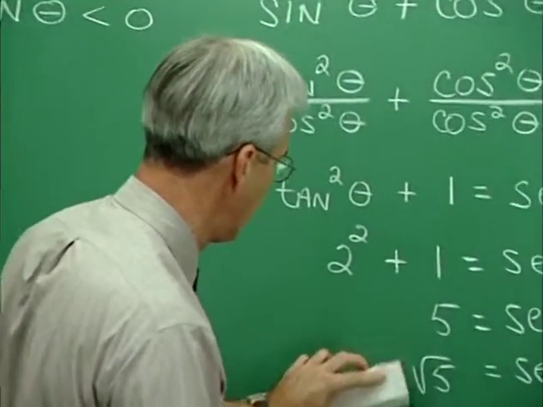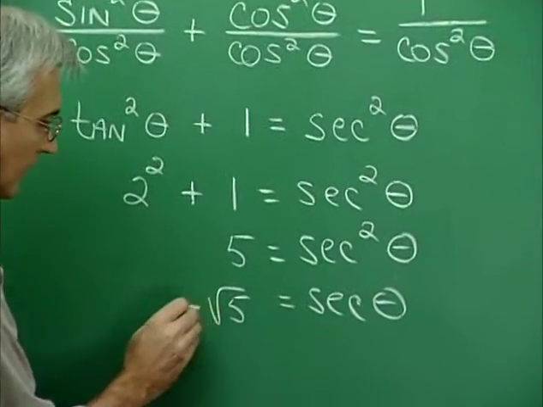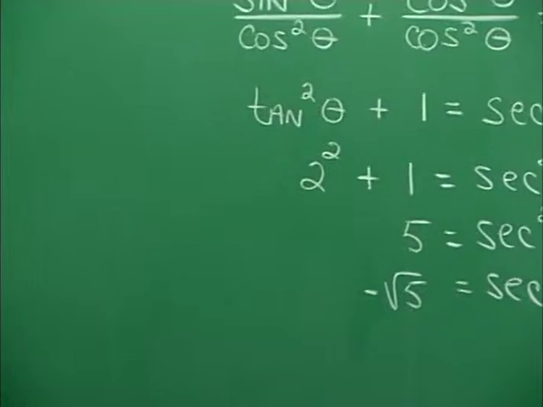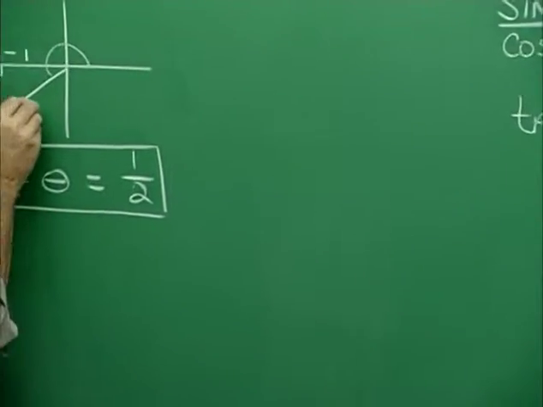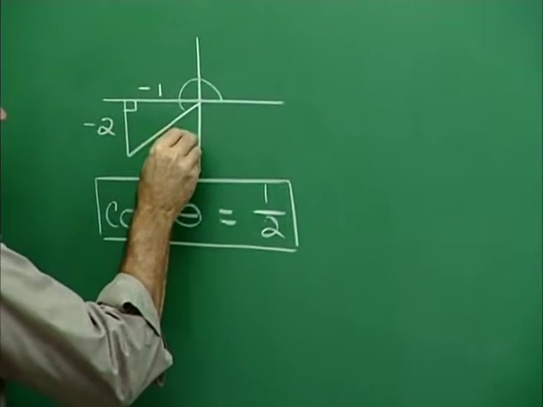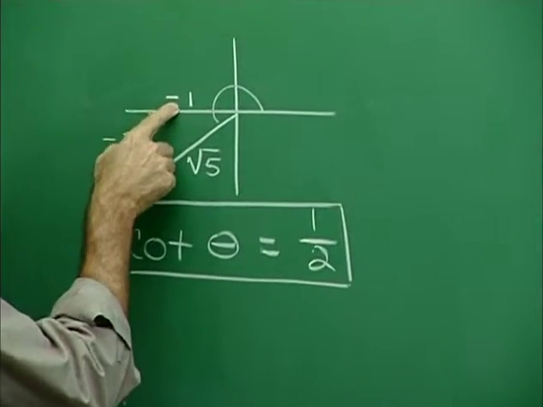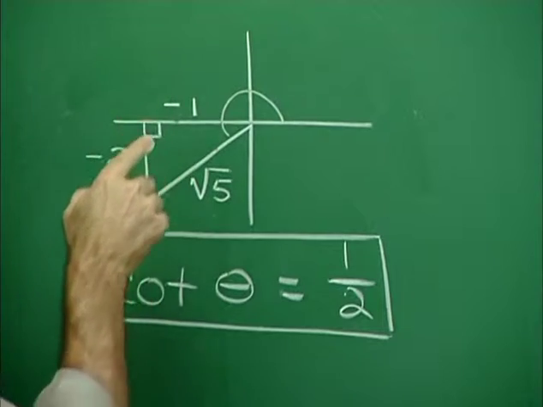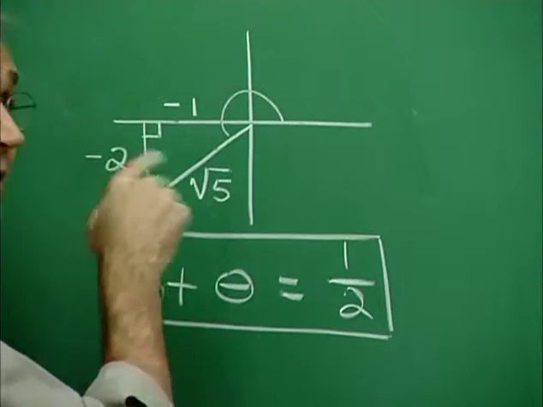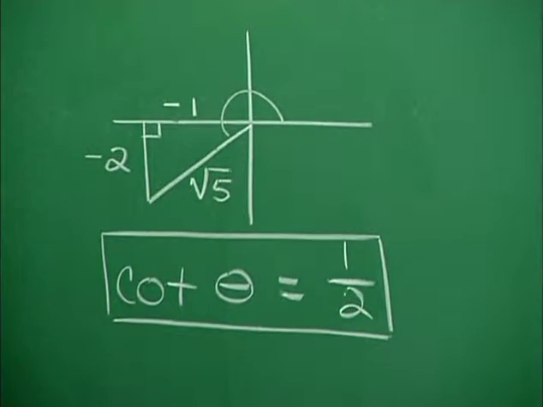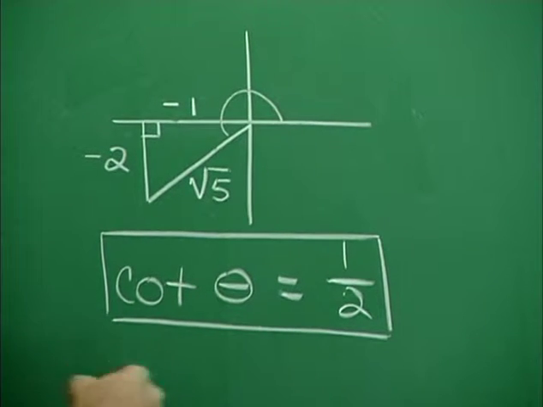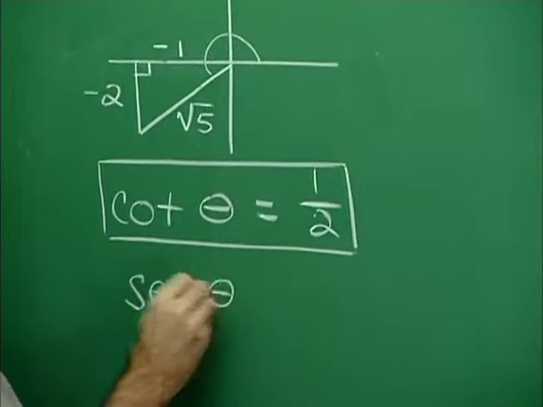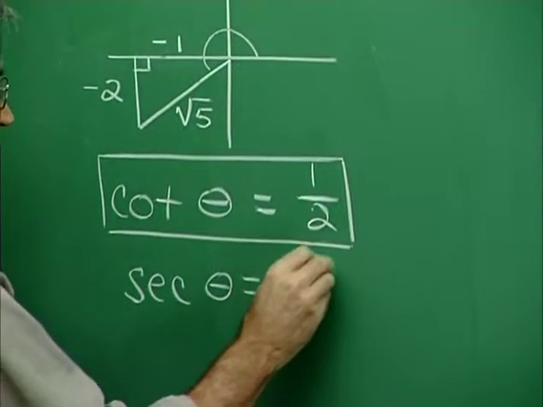So I can do this. Now, let's come back over here. Secant is negative root 5. That means that the hypotenuse here is the square root of 5, and this adjacent side is negative 1. So when we think of secant theta, it's the square root of 5 over negative 1, which is the negative square root of 5, which is what we found over here. Okay, so let me write that down. I'm going to just transpose it over here. So secant theta is negative root 5.